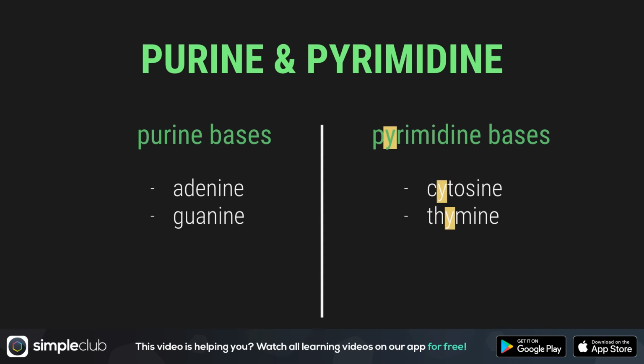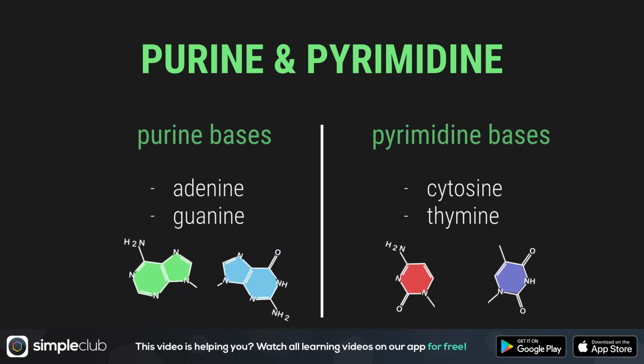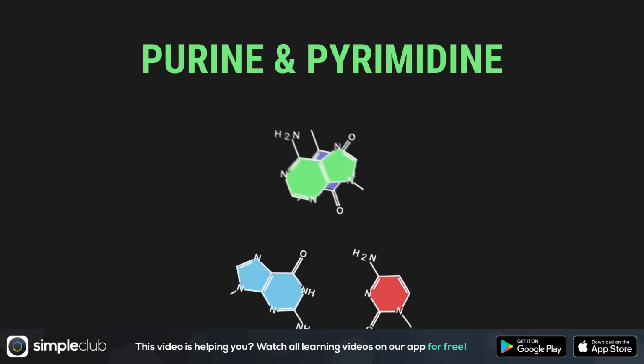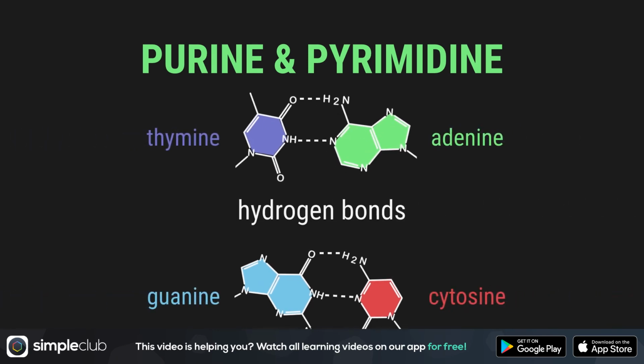A short look at their structure. Pyrimidines have a 6-membered ring, while purines consist of a 6-membered ring and another 5-membered ring. The bases are connected by hydrogen bonds. There are always 3 between guanine and cytosine, and 2 hydrogen bonds between adenine and thymine.